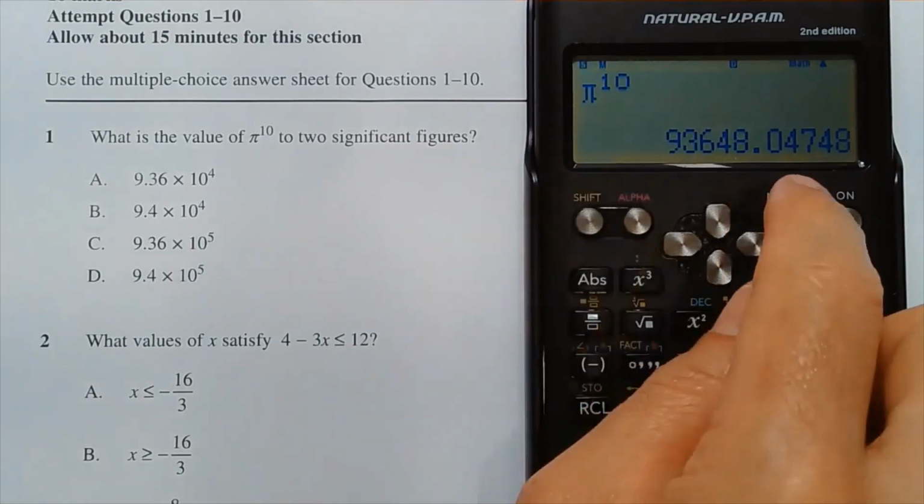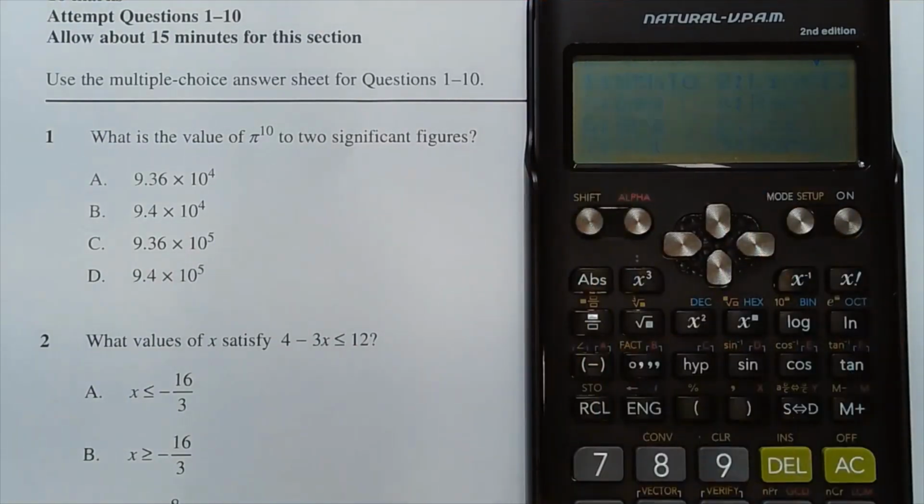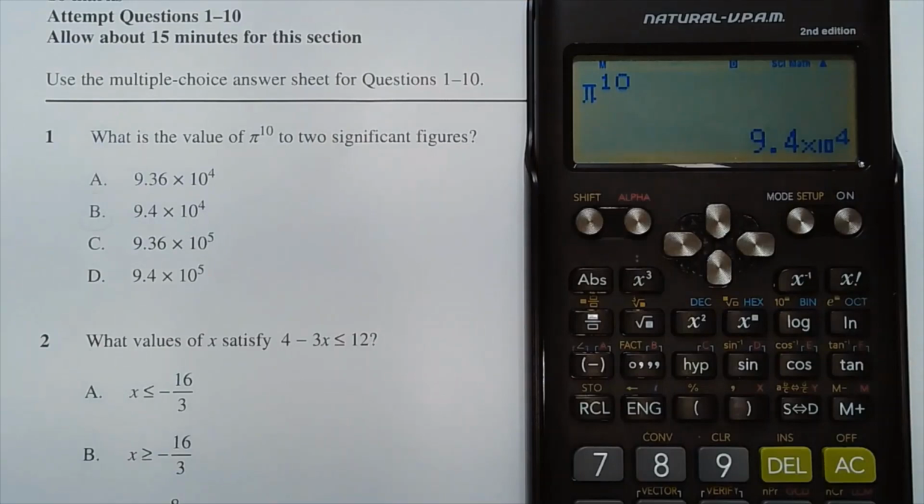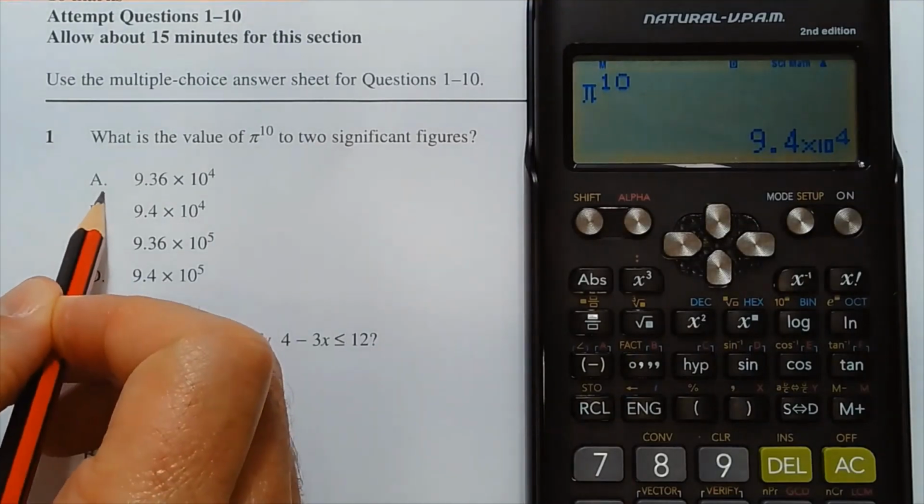If you press Shift, Mode, and number 7, SCI, then pressing 2 for two significant figures, the calculator will then express the answer in the correct format to the correct number of significant figures. So in this case, it's 9.4 times 10 to the power of 4. So the answer is option B.